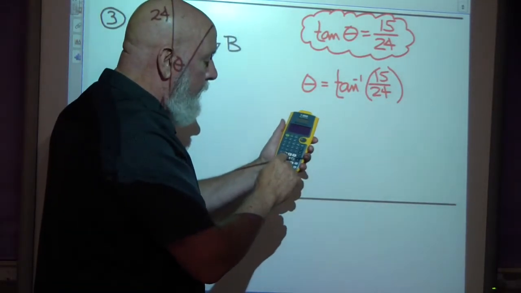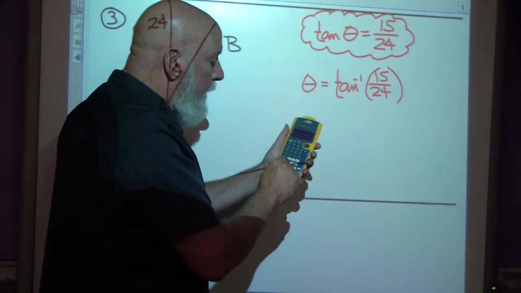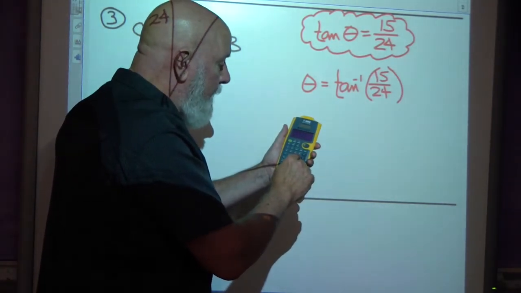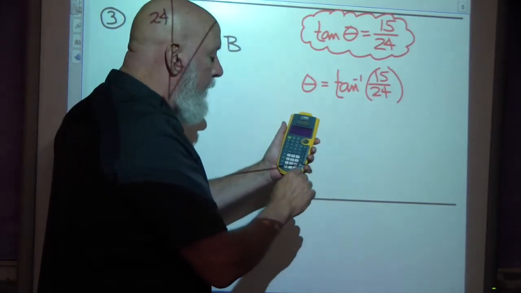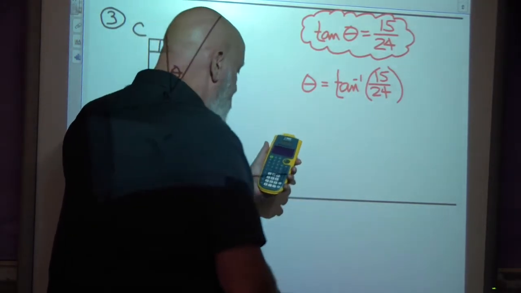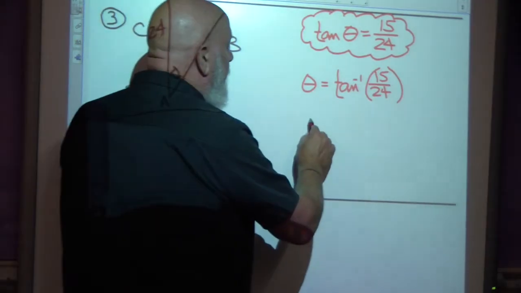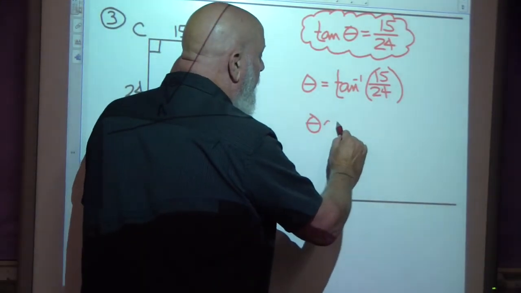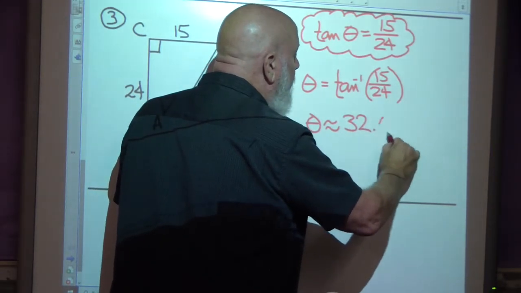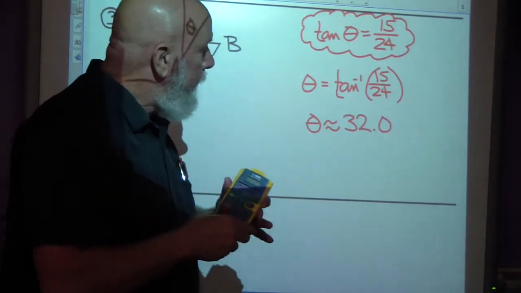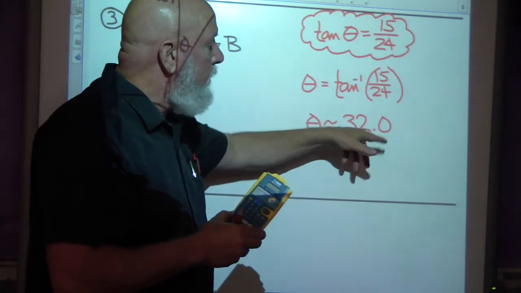That's 15 over 24. 15 divided by 24. However you want to do it is fine, as long as you get that fraction in there. Close your parentheses, it's very important, and hit enter. And this is about 32 degrees. I'm going to say 32.0 just to tell my reader that I rounded this to the nearest tenth.